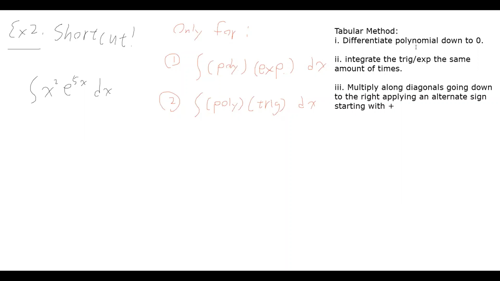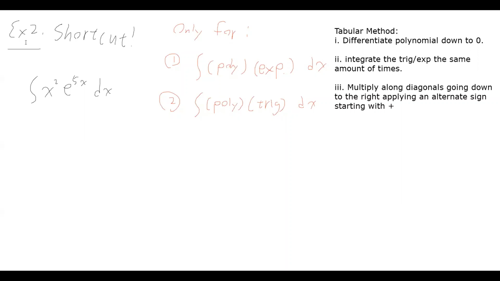So basically, there are 3 steps. First, we differentiate the polynomial down to 0. Second, integrate the trig or the exponential function the same number of times. Step 3, multiply along the diagonals going down to the right, applying an alternate sign starting with a plus sign. So don't worry, I'm going to walk you guys through this.